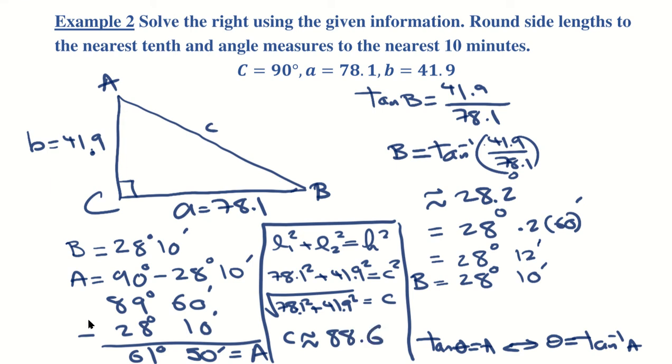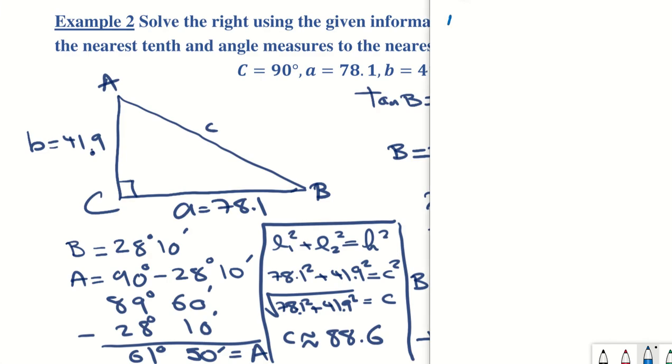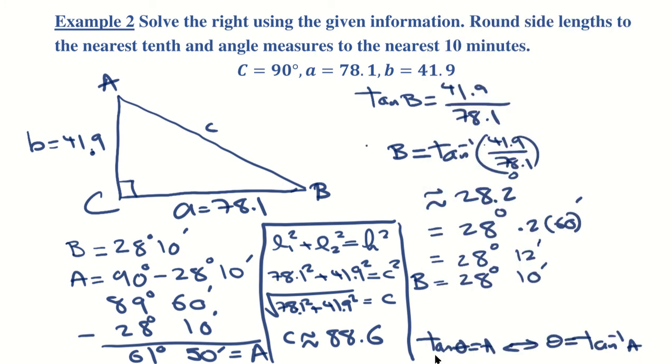Now, do we have all three sides and all three angles? We do. Okay, so if you want to be really organized, you could just list them all in a nice fashion, like this. So you could say A equals the result that we found, 61 degrees 50 minutes.